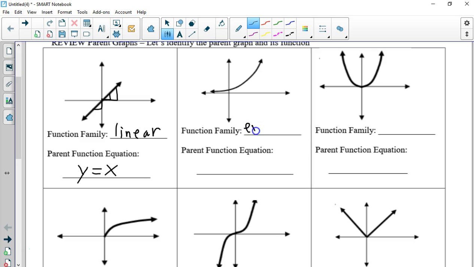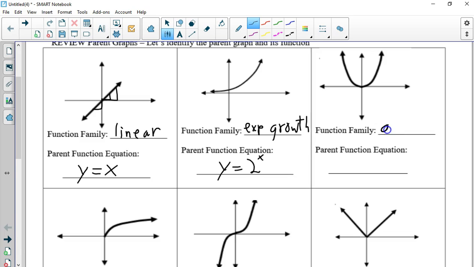Here, we have exponential growth. And our parent function is y is equal to 2 to the x. We use 2 as our base for our parent function.